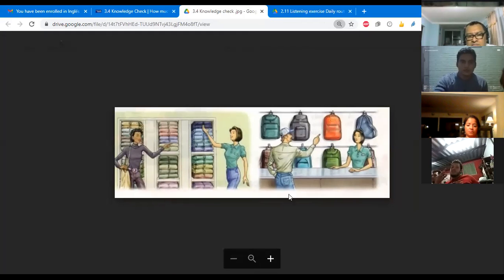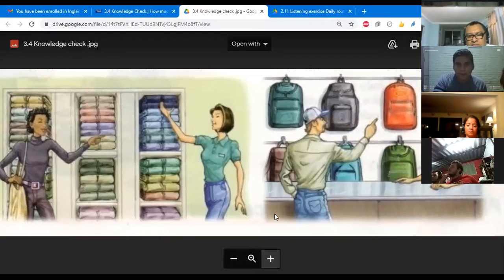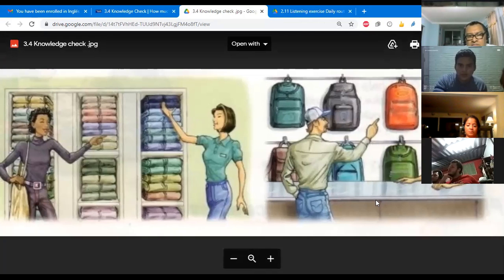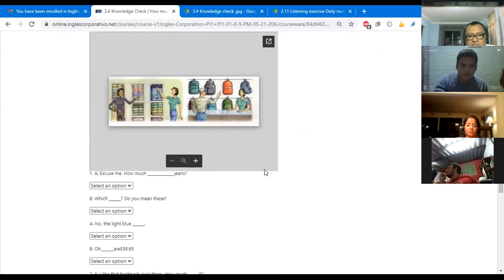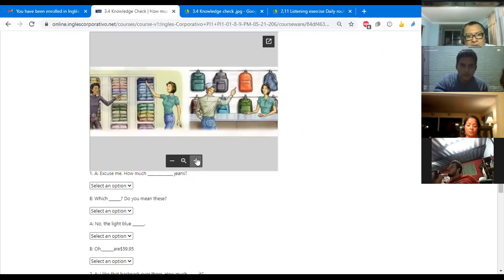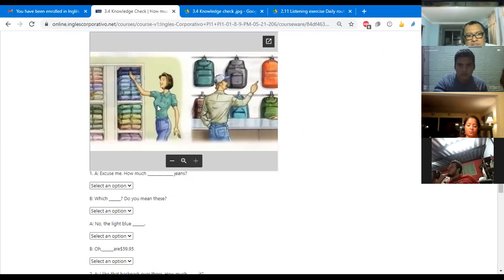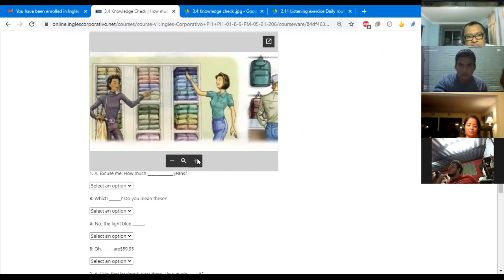So it's small. Yes. Okay. So here we have this one, and there are some questions. Say, excuse me, how much? And then you can see the picture, and then you can use, I think it's this one. Okay. Then these are the jeans. And then the lady says, excuse me, how much?